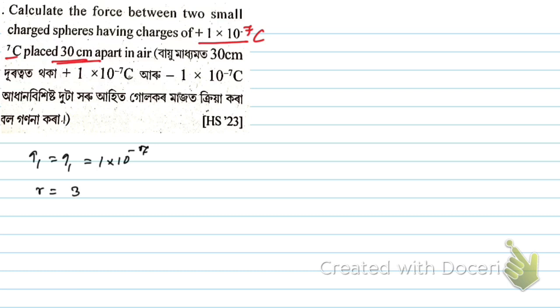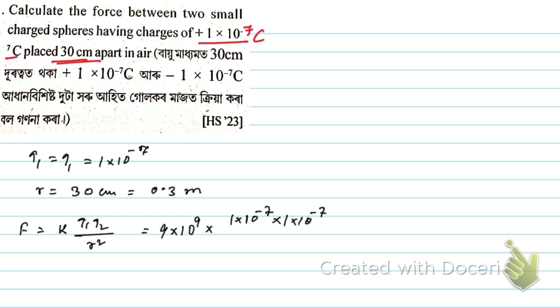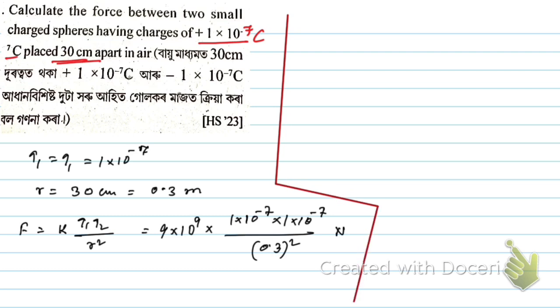R is 30 centimeter. If it is written in meter, then divided by 100, that's going to be 0.3 meter, right? And the force between these two is again Q1 Q2 by R square. So that's going to be equal to 9 into 10 to the power 9 into 1 into 10 to the power minus 7, again 1 into 10 to the power minus 7 divided by 0.3 square. The unit should be Newton. So now let me continue the next part from here.